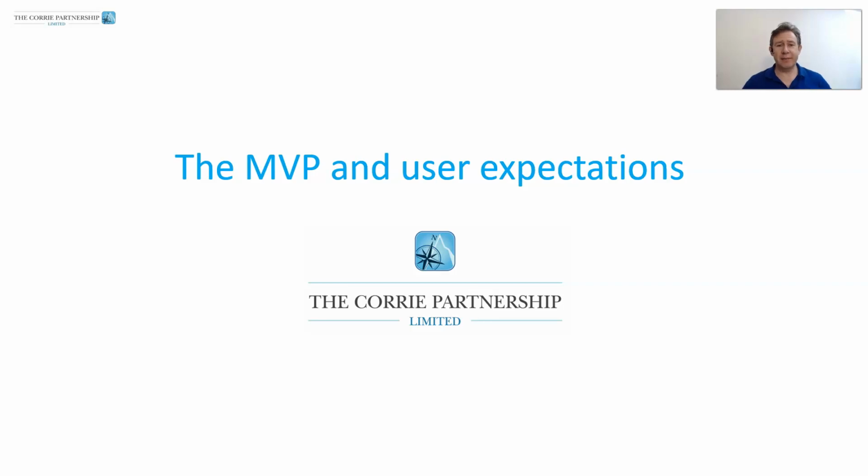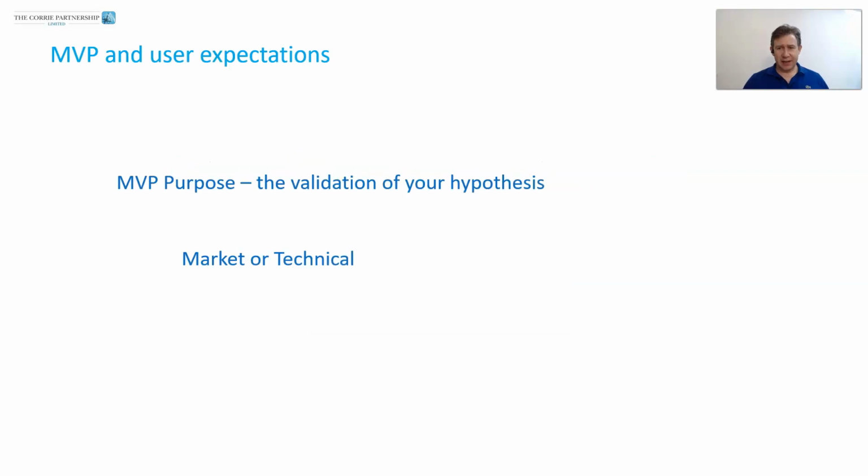This can be quite an emotive subject, the MVP, the minimum viable product, and of course, users' expectations. So let's understand what we mean by this and why there is sometimes a disconnect. So a minimum viable product. In Agile, the purpose of a minimum viable product is to validate our hypothesis. So we're trying to validate whether the market wants and will buy our product, or we're trying to validate whether it's technically feasible to deliver a product.